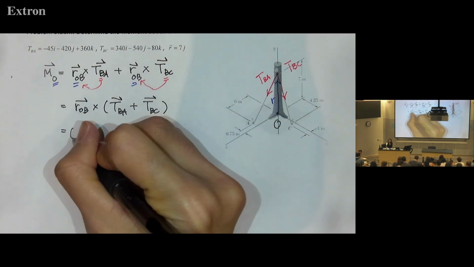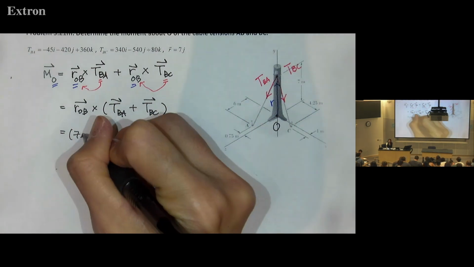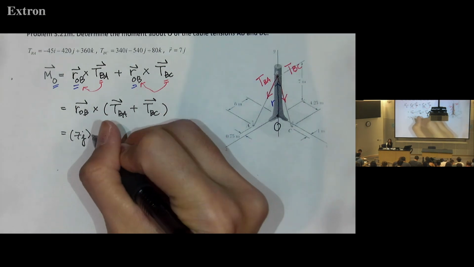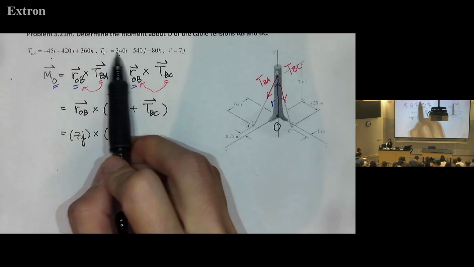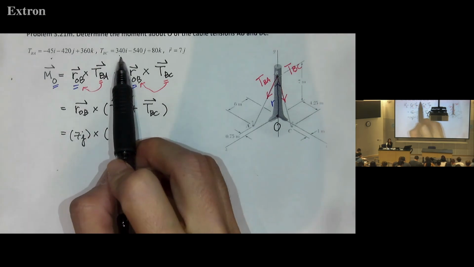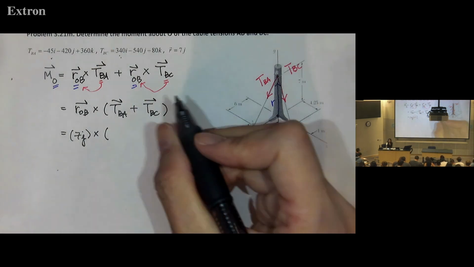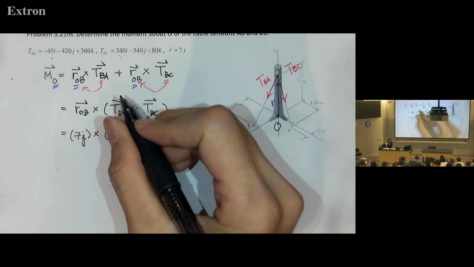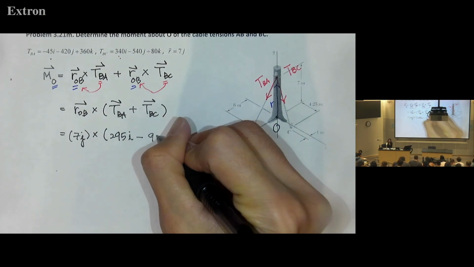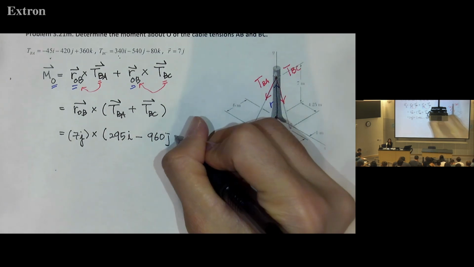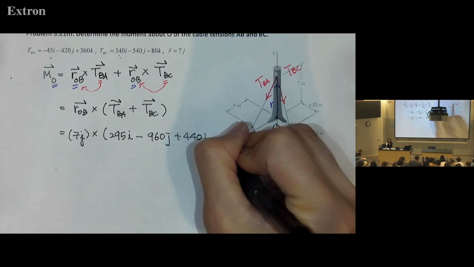So I write the first component as 7j, and the second component is this plus this, minus 45 plus 340. I give you the numbers here. The sum of these two is 295i minus 960j plus 440k.